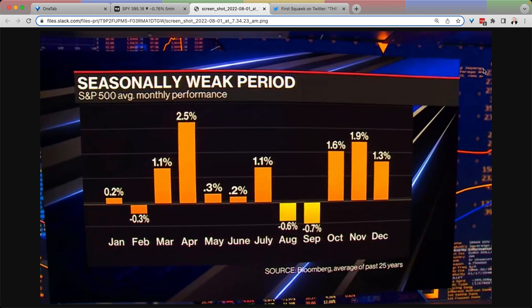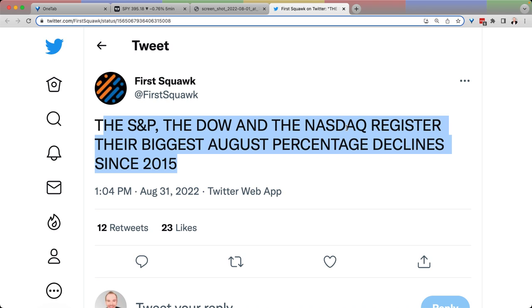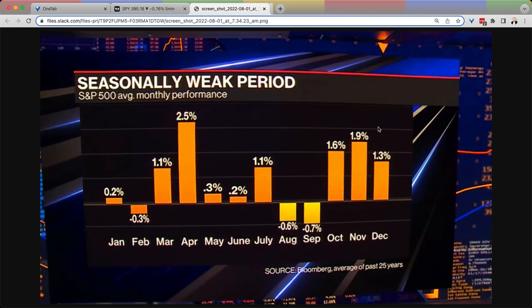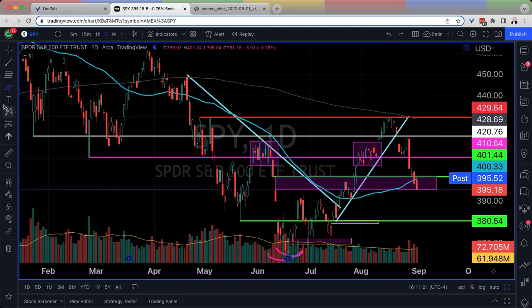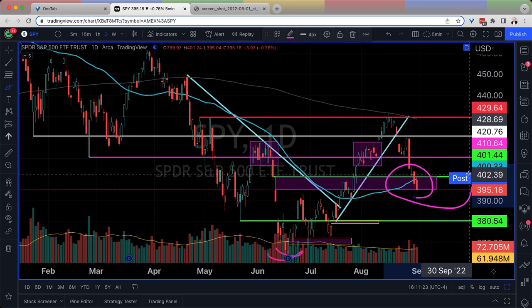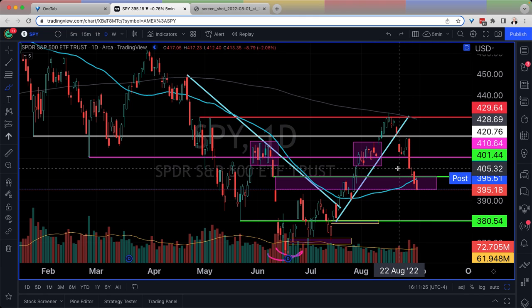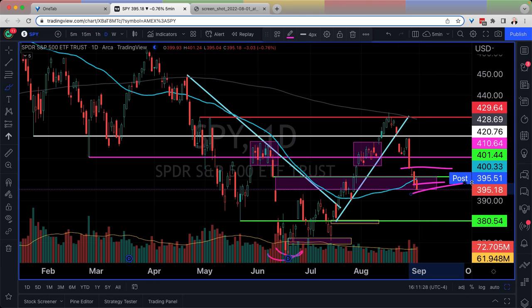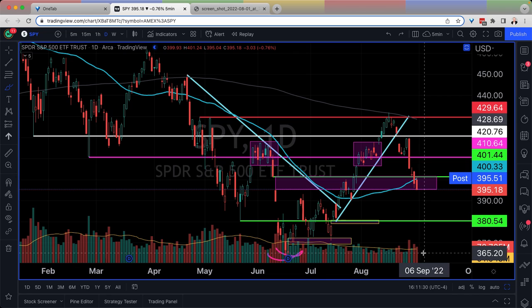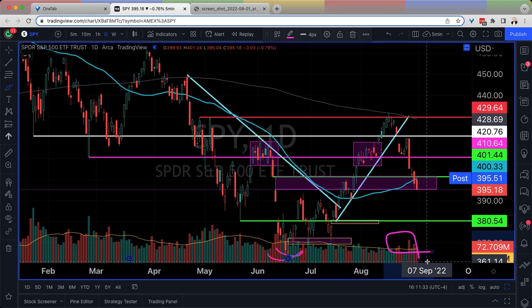So another way of looking at it is that the S&P, Dow Jones and the NASDAQ all registered their biggest August percentage decline since 2015. This is important because historically, August and September are the periods when we have the most seasonal weakness, September actually being the worst month. We're getting bearish signals on the daily chart, we're continuing to close at or near the low of the day, and that means that pressure is building up to the downside. Volume's also coming in, so it looks pretty bearish to me.